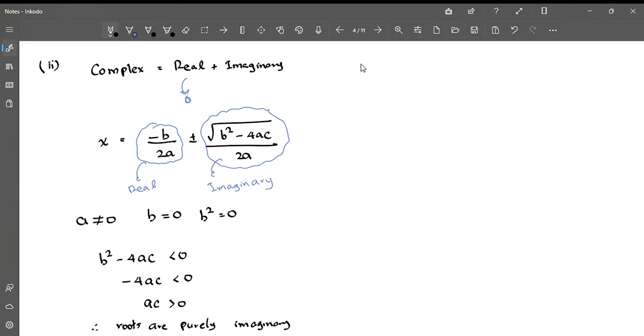I'll write it here. Purely imaginary if and only if b equals 0 and ac is positive. Okay, second part is also proved. Finished.